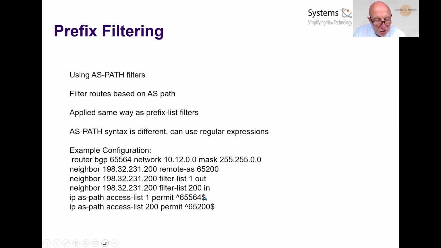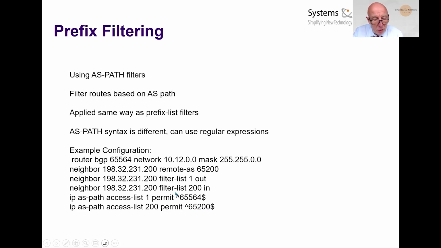Because this is the start and this is the end of the path. So here you are isolating 65564. That would permit information that has only got that in its AS path. And similarly here, IP AS path 200, there's your filter list 200, permit information that only has 65200 in the AS path.